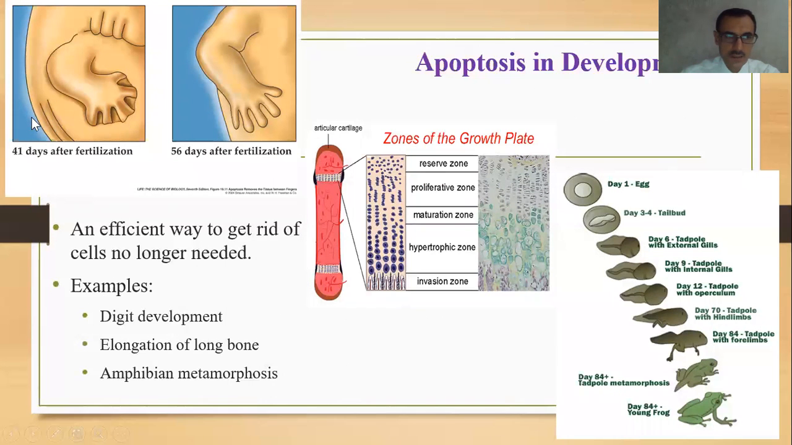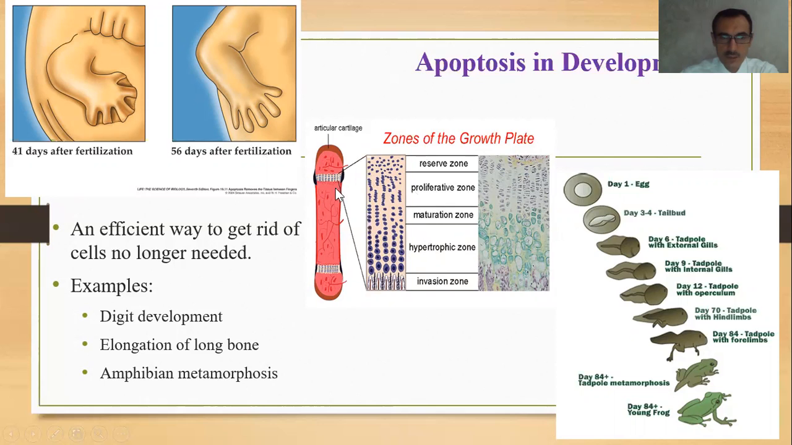Here you see the 41 days after fertilization, that between the fingers there is some membrane. But here you see the dissolution of this membrane, or the septa, after 56 days. This results from apoptosis.